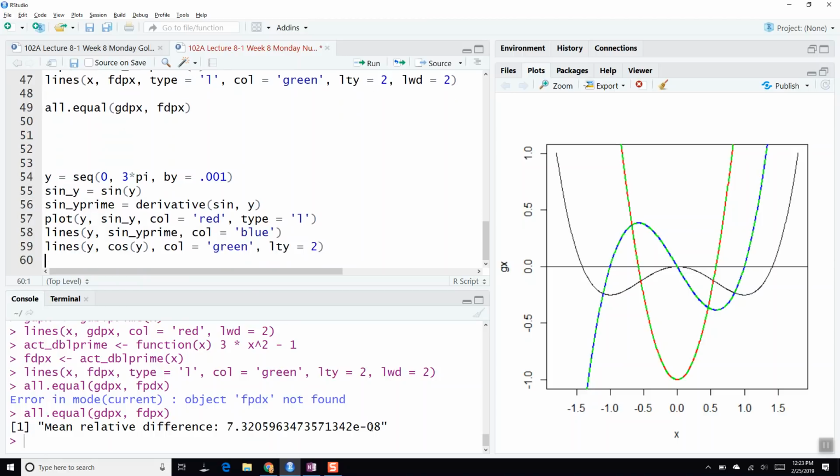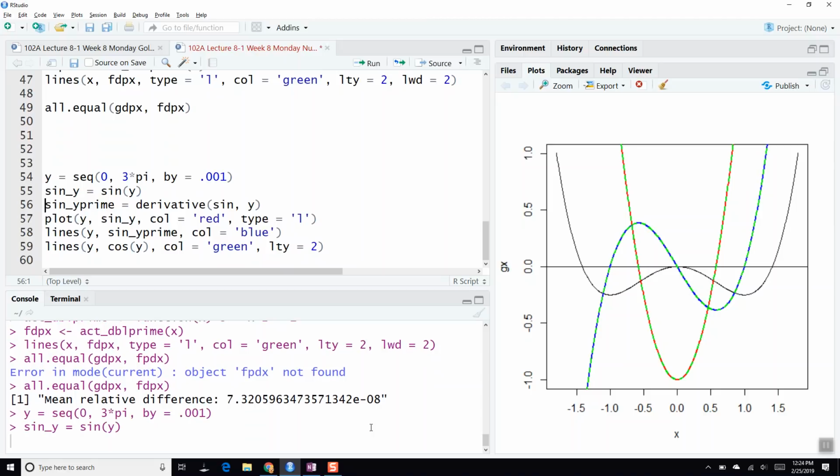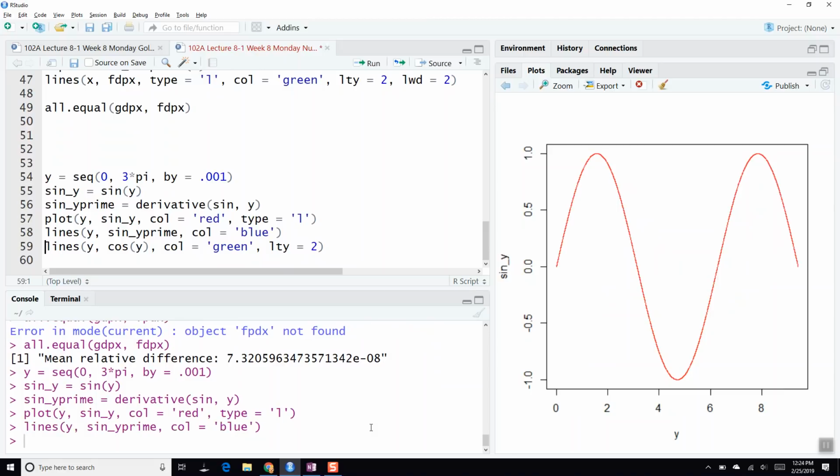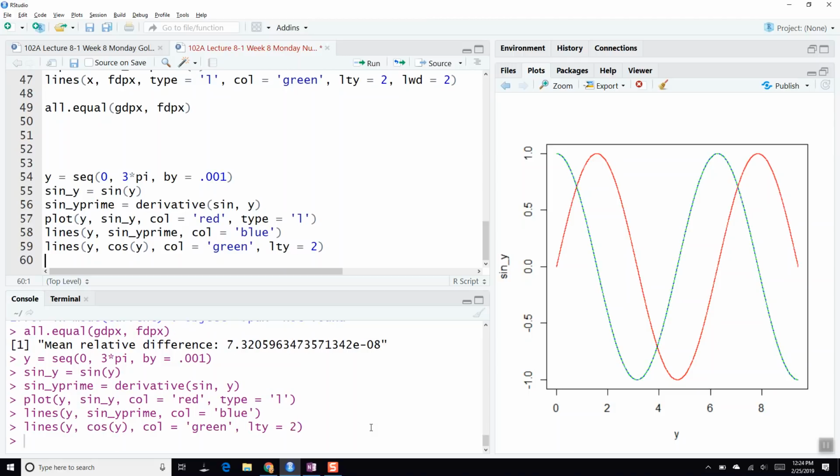So anyway, that works, and I just wanted to show you another example here. This is the sine function. If I apply the derivative to the sine function and I graph that, it looks like the cosine function. And if I compare that to the actual cosine function, we can see that those values line up exactly on top of each other.